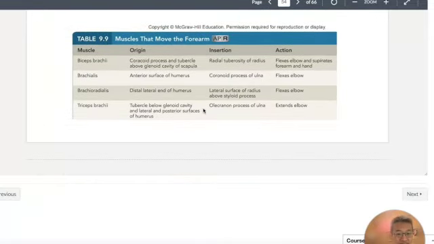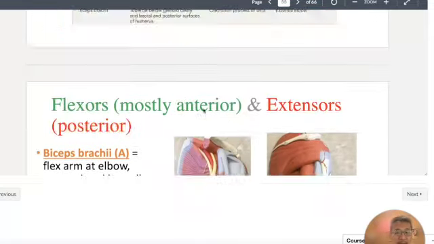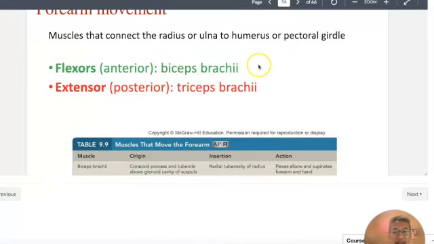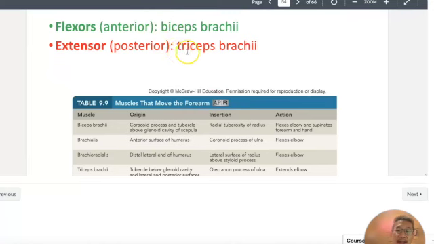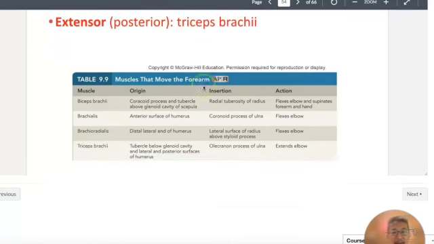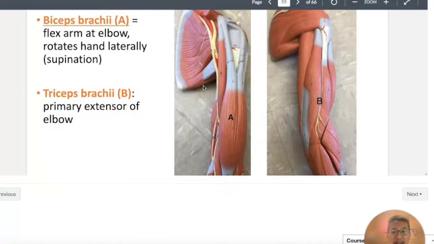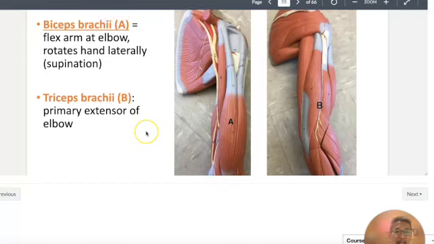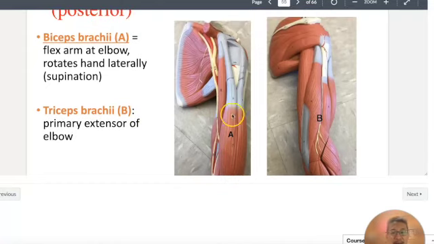Forearm. There is bicep brachii and tricep brachii. So that's your bicep, that's your tricep. So biceps means 2 heads, triceps got 3 heads. Okay, here's the bicep, and here's the tricep in the back.